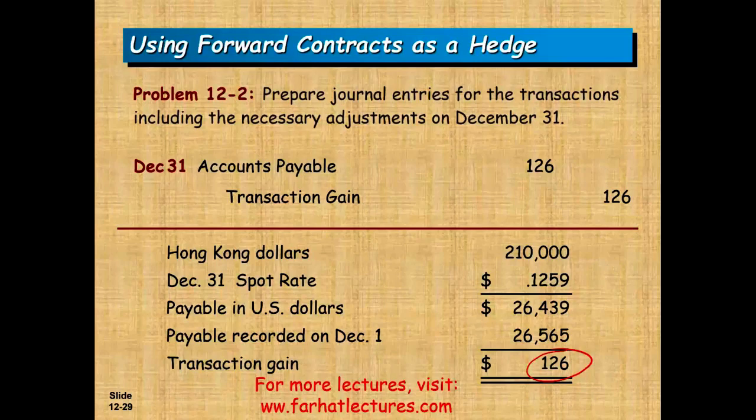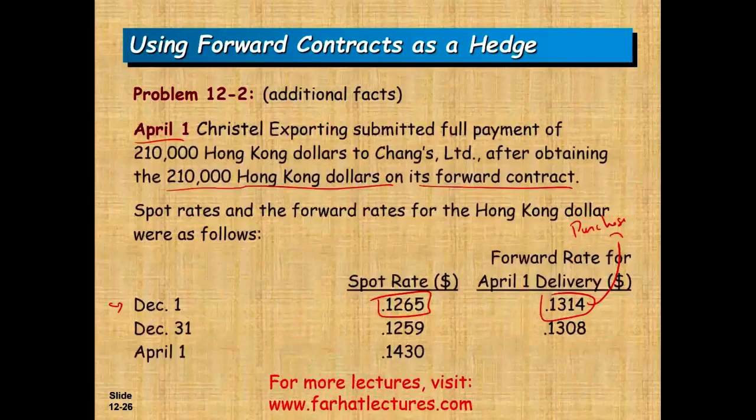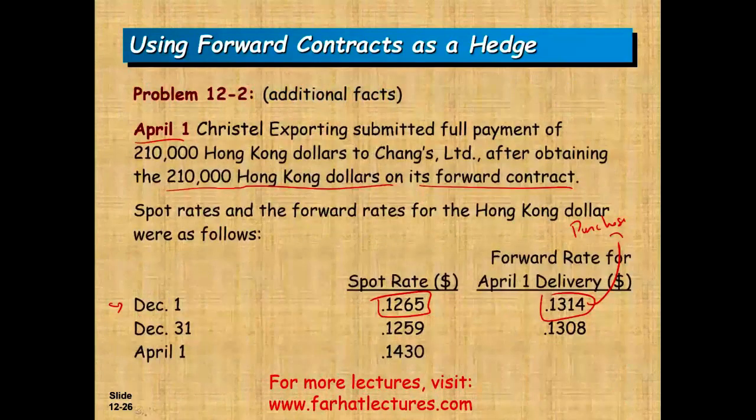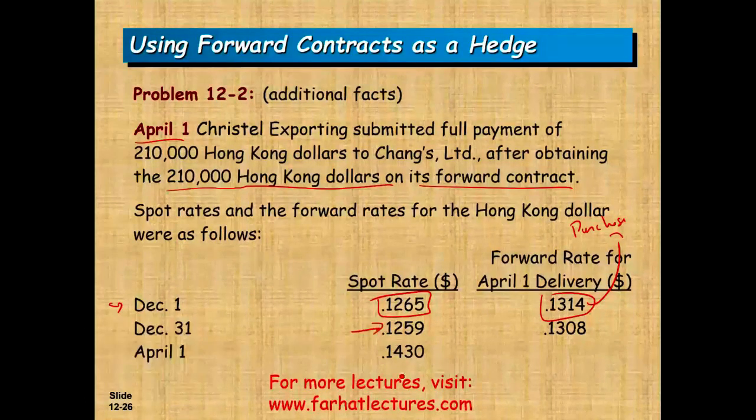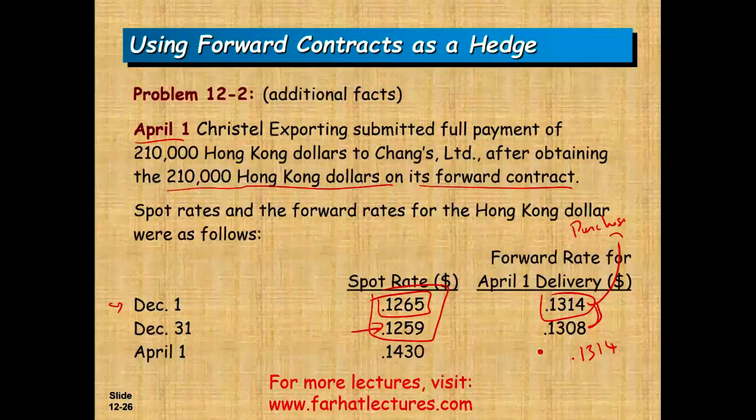Now I have another adjustment to make. Remember, I have to adjust the item being hedged, and I also have to adjust my hedge, which is the foreign currency contract. Let's go back to the rates. Just in case you're wondering where I came up with all these rates, this is where I came up with them. So I'm done with my spot rate. Now I have to adjust my forward contract. When I entered into this contract, I bought the forward contract at 0.1314. Well, guess what? Too bad. If I waited till December, I could have bought the contract at 0.1308.